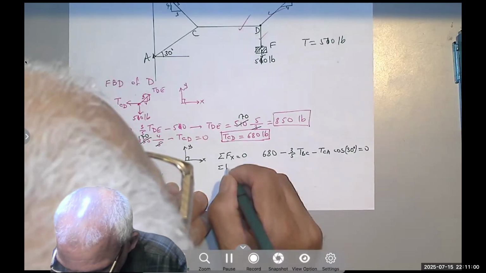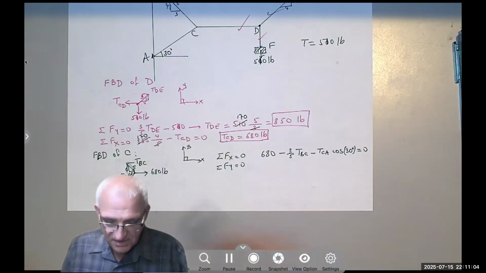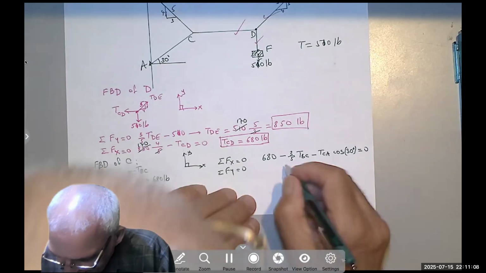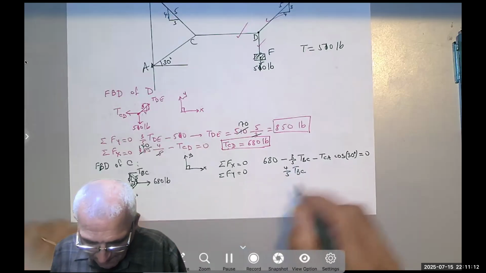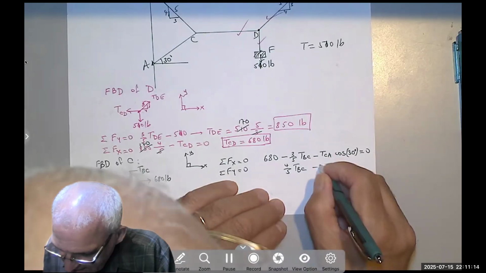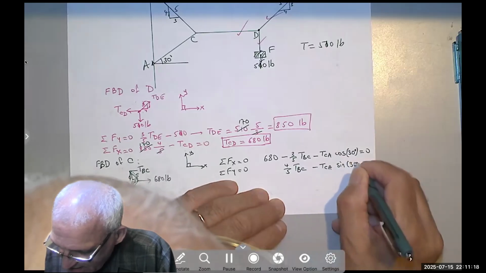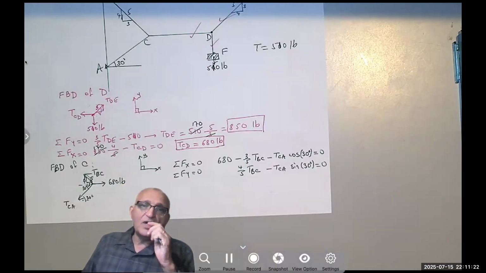Summation of the forces in the Y equals 0. This one doesn't have a constant. It's 0, right? The TBC is going up. It's 4/5 of TBC minus TCA sine 30 equals 0. So now I have two equations in two unknowns.